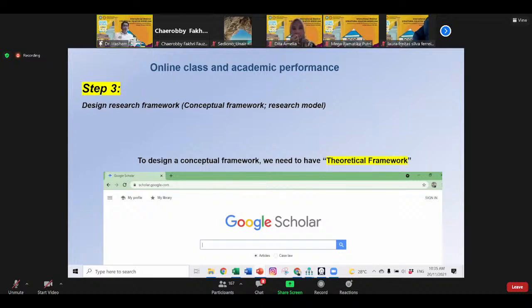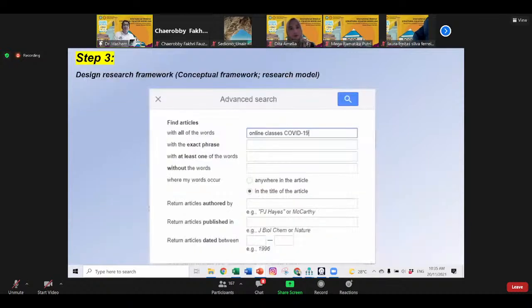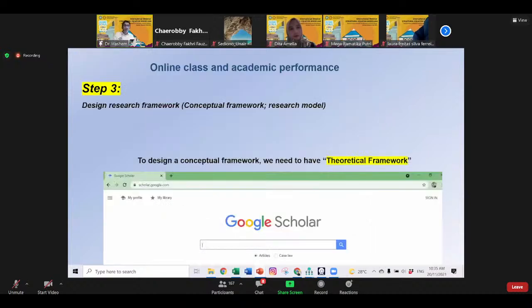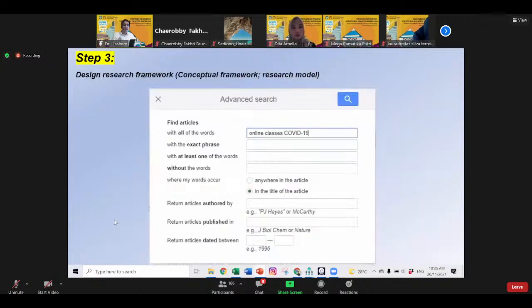So, okay, find and read based on a theoretical framework using Google Scholar. For example, you can put this one. You go to the left side here, where there is advanced search, and then for example, you write online class COVID-19 as the main keyword, and then you put the title here as a title, right? Just these two.